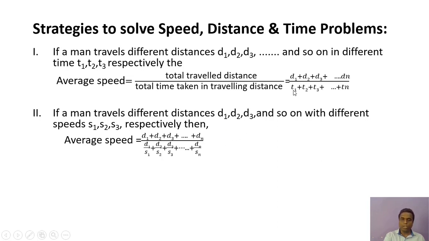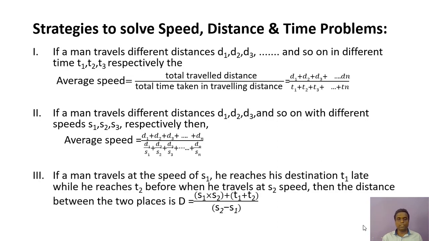Here the denominator t1 is substituted with d1 upon s1, similarly d1 upon s1 plus d2 upon s2 plus d3 upon s3 and so on. This is the average speed formula if distance and speed are known. The above formula was used when distance and time were known. Okay students, we will now see the next strategy to solve the problem.